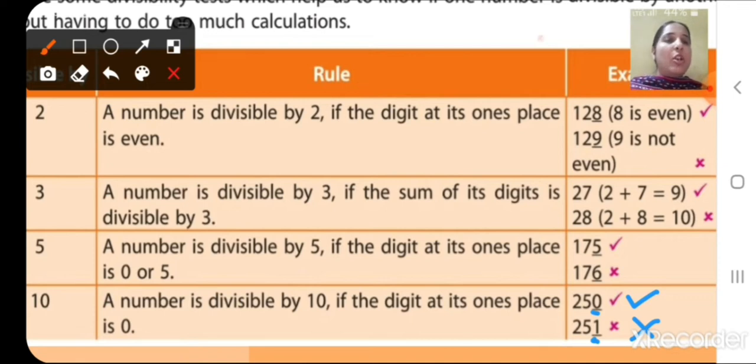Okay. So if I give you one number, will it be divisible by 10? No, it will not be divisible by 10. But if you have one 0 here at the ones place now, then will it be divisible by 10? Yes, it will be divisible by 10. Why? Because the digit at the ones place is 0.